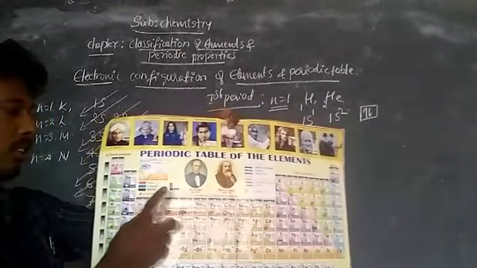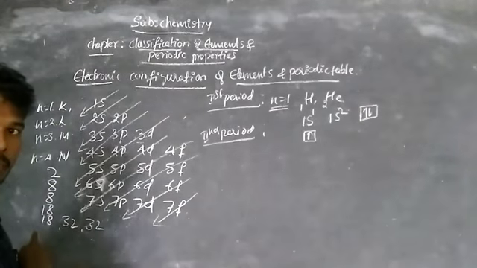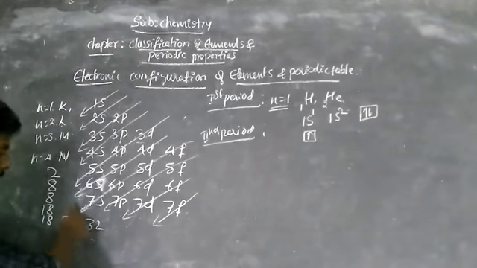So how many elements does it consist of? Already I told you, remember the rule: 2, 8, 18, then 32. These are the numbers of elements. In each period, how many elements are there? That we know by knowing these values.